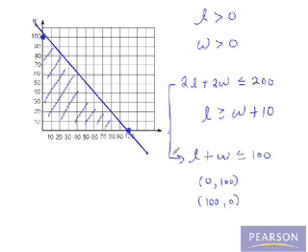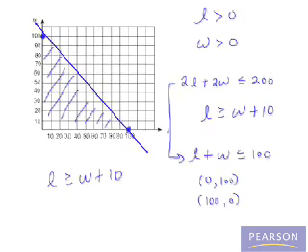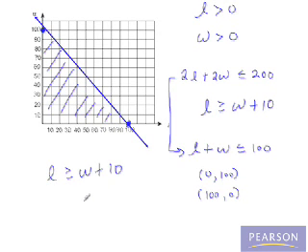Our next inequality is L greater than or equal to W plus 10. And let's come up with 2 points that would satisfy this inequality. If I let W be 10 and L be 20, that would cause this inequality to make a true statement. So the point 20 comma 10 is located right here. Let's do that in a different color.